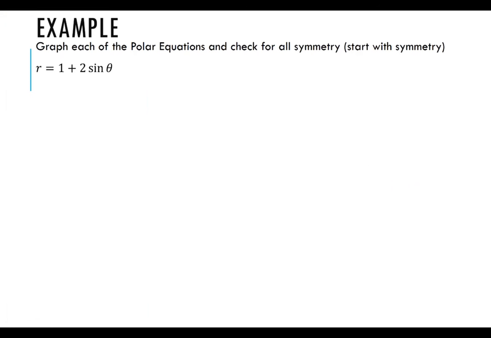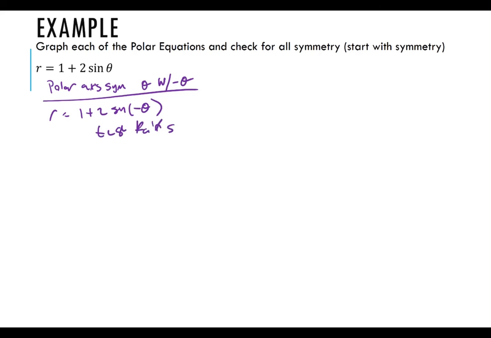Okay, let's do this one. So let's test our symmetries. So first, let's check symmetry with respect to the polar axis. So polar axis symmetry, we're going to replace theta with negative theta. So r is equal to 1 plus 2 sine of negative theta. But sine is an odd function, so the test fails.